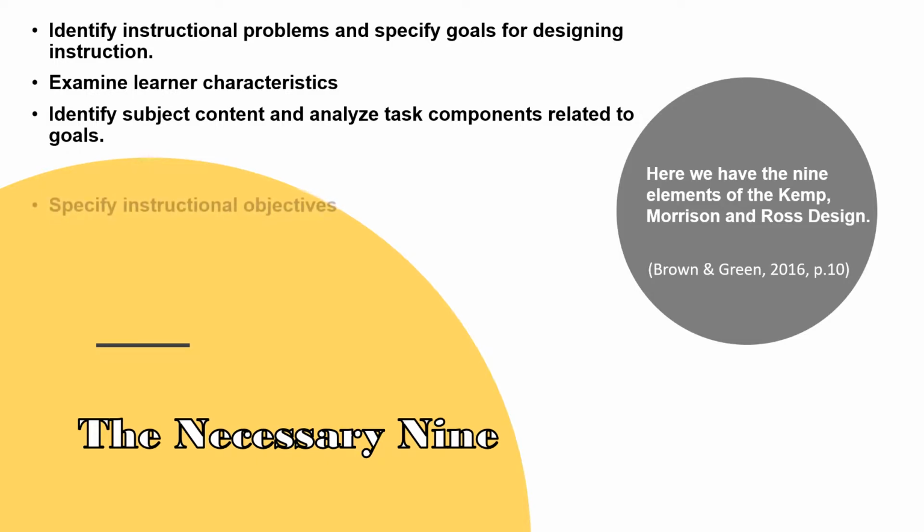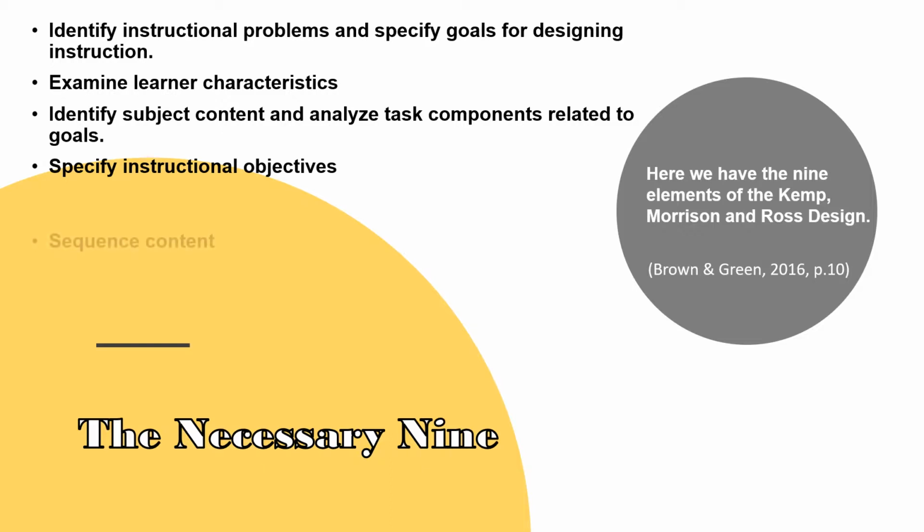Our 4th concept is to identify instructional objectives. As in the example given later in this presentation, this step can take our objectives and refine them into actual clear concepts and goals. As Kemp, Morrison, and Ross state in their text, the instructional objectives specify exactly what the learner must master. We also have the opportunity to sequence the content.